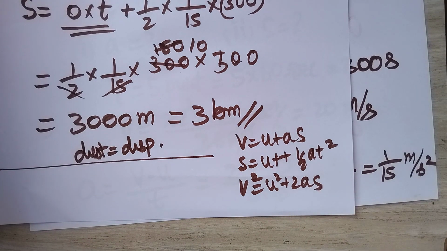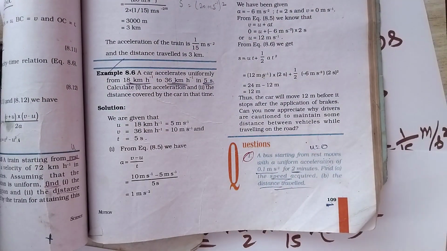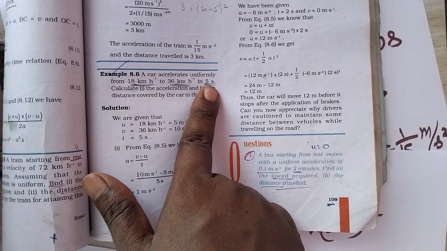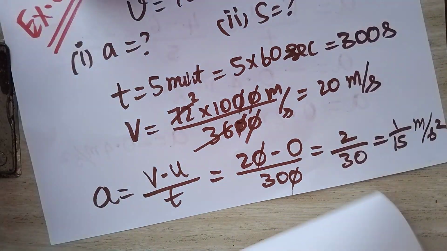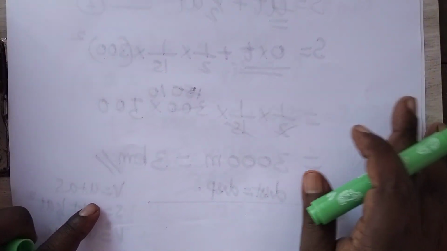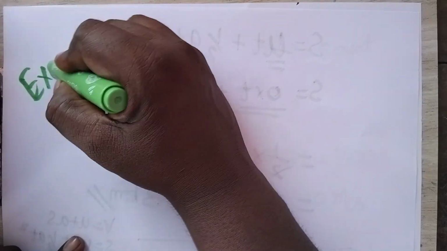Now I'll go with problem number 6. This is a problem we are going to do. Initially 18, finally 36, time taken 5 seconds. Again they asked acceleration and displacement. 8th chapter, 6th problem right now I am going to do. See, example problem. Example problem, 8th chapter, 6th problem we are going to do.